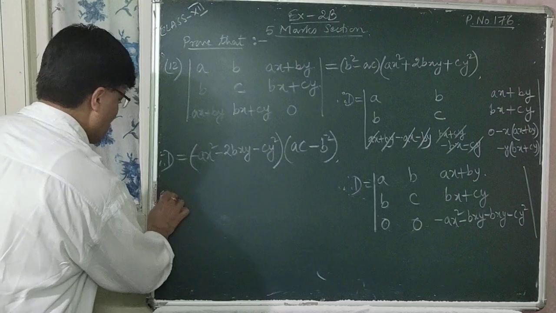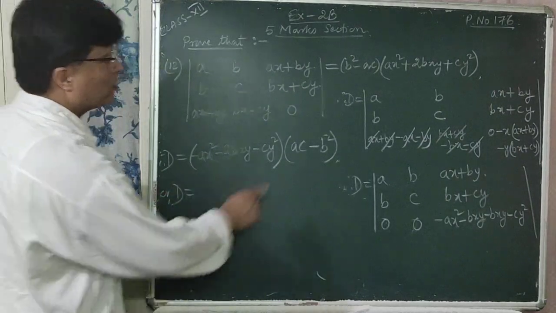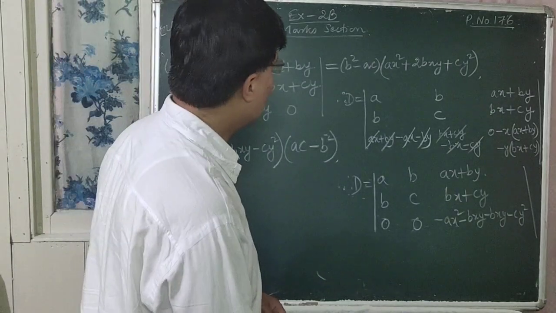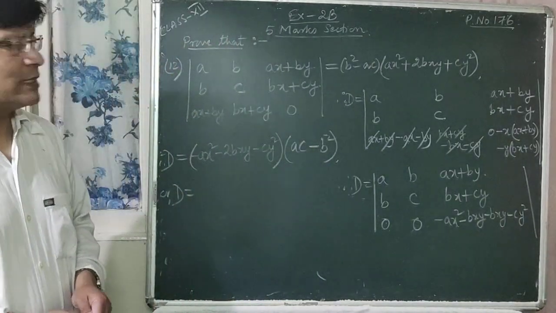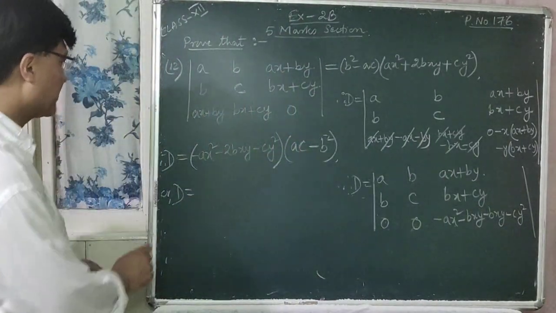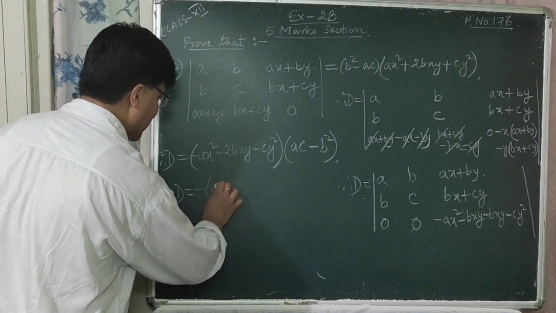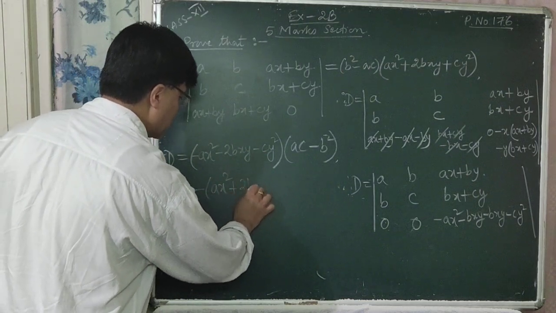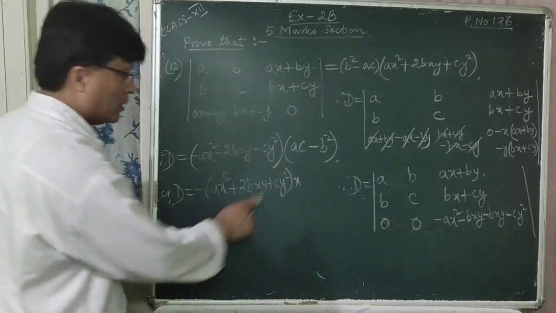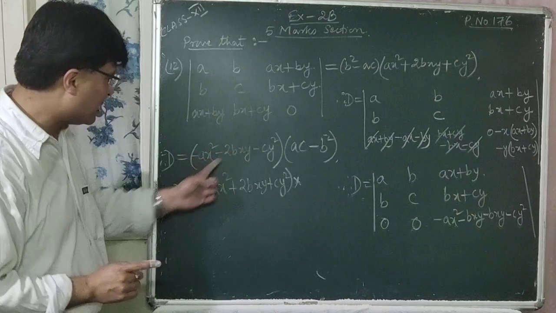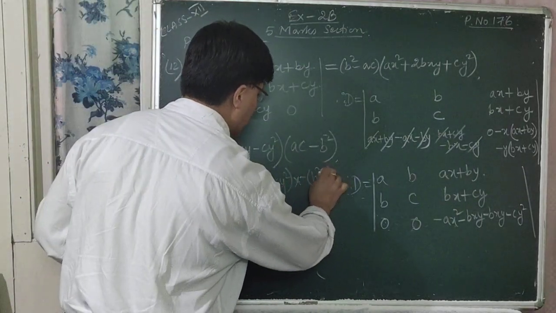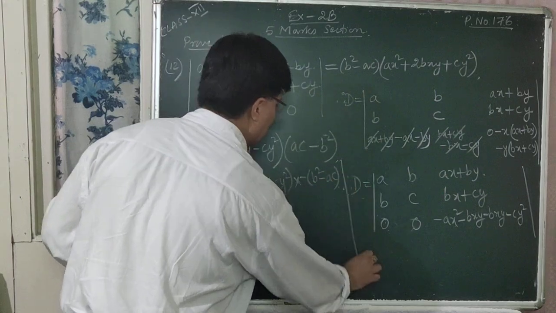Okay? So our D is equal to, now you have to prove this result. What is the result to be proved? B square minus AC into AX square plus 2BXY plus CY square, right? So now how will you prove it? Your minus is taken common within bracket: AX square plus 2BXY plus CY square into. Here also you take minus common so that this minus minus gets cancelled. So let's take minus common here. B square minus AC. Is that clear?